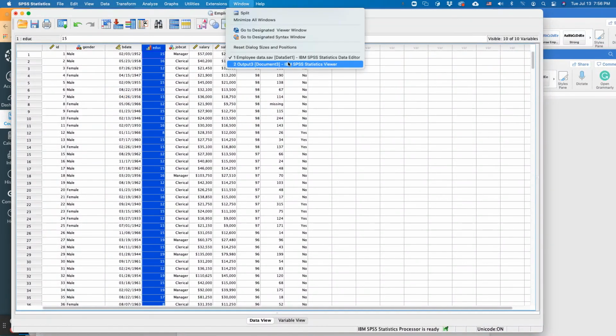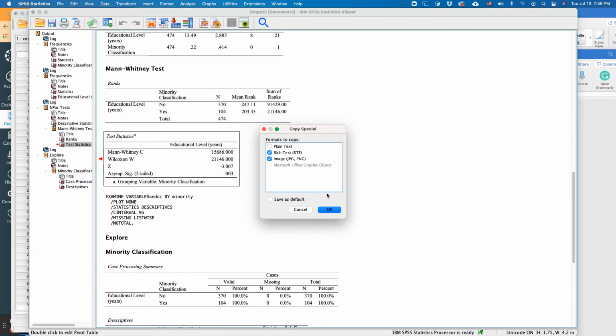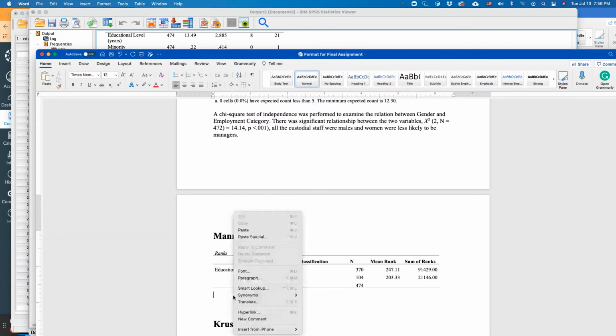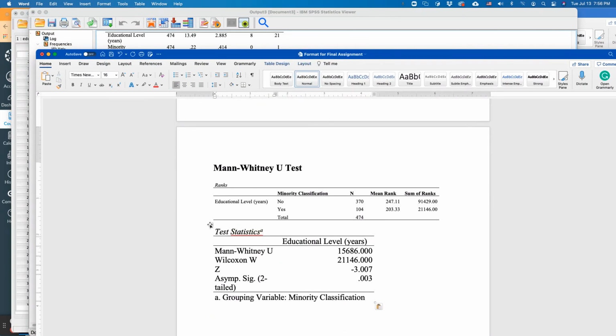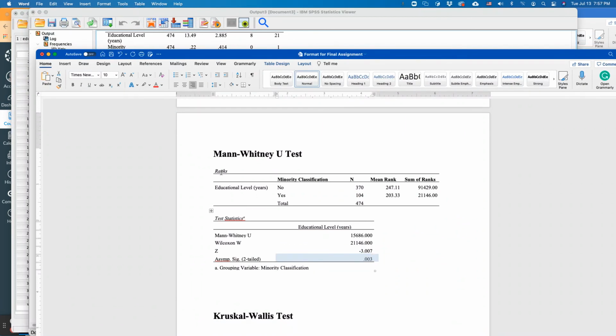The other table that you want, of course, is this one. Again, copy special. We have that here, and we would then paste it here, and we can adjust the font down to 10. Right, so now we have our values. We have our z value, and we have our p value. And we would then go ahead and report the findings for our analysis.